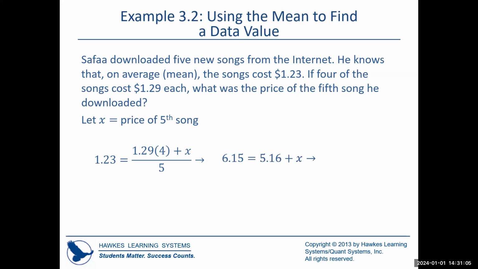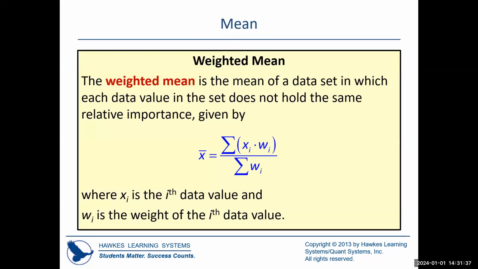So we solve this equation. We multiply by 5 on both sides, and that gives us $6.15, which is equal to $5.16 plus X. That $5.16 is the price of the $1.29 times 4. And so X here should be 99 cents. So that 5th song should be 99 cents. Okay, so this is an application of using averages. Sometimes we may not know all of the data values we're looking for, but if we know the average, I can figure this information out.